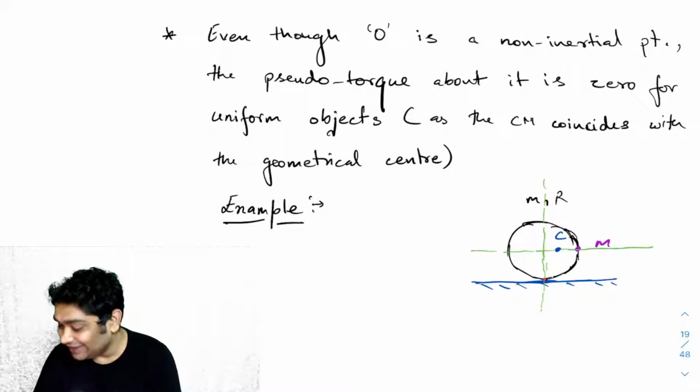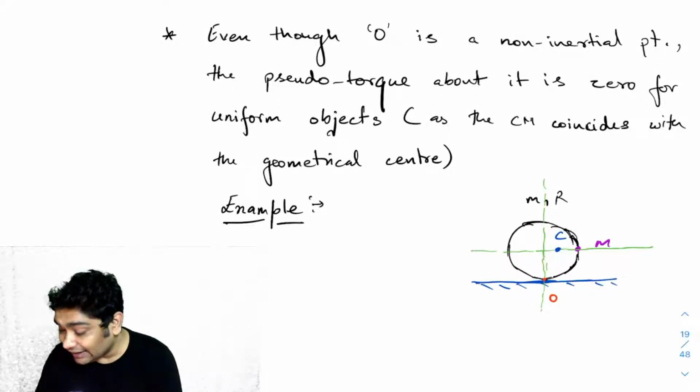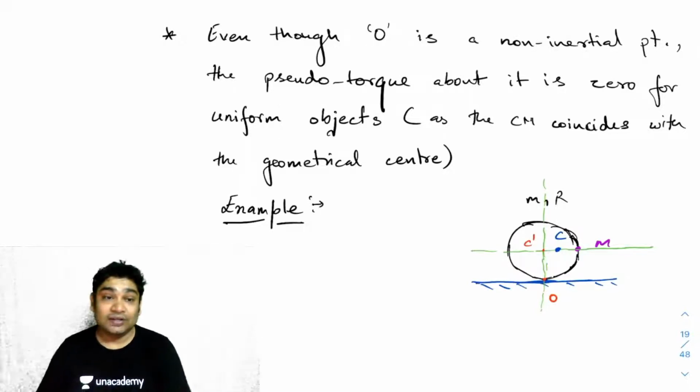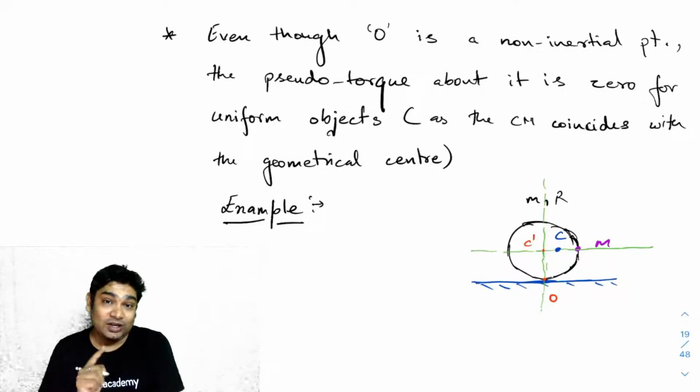So let's call this O. This is my CM. So how do I denote the center? I have used O and C both. So let's call the center C dash. So the velocity of C dash would be V. I know that C dash will translate. Only C dash will translate.